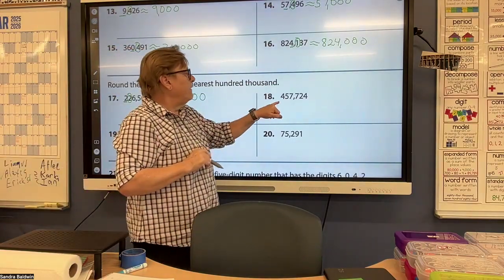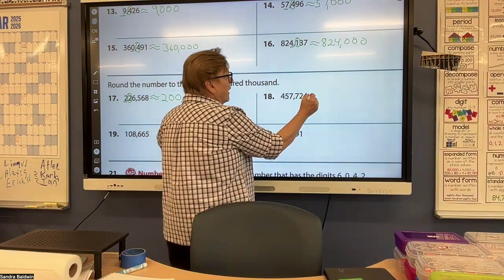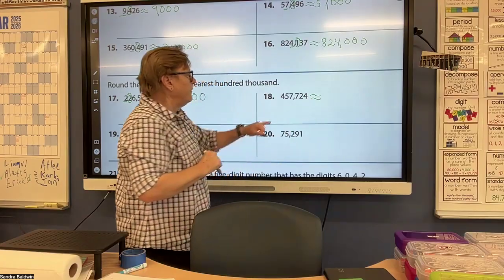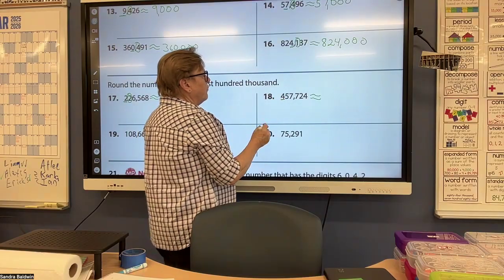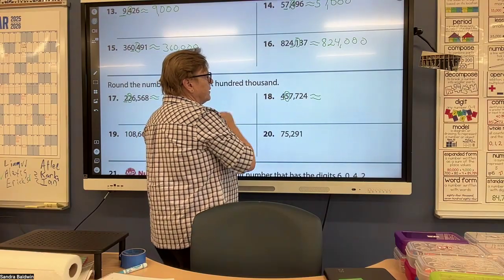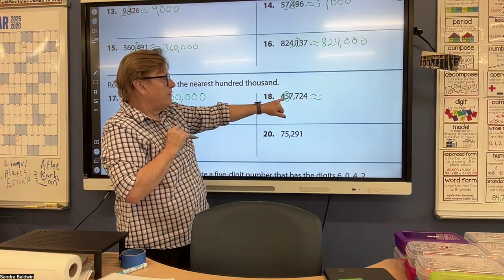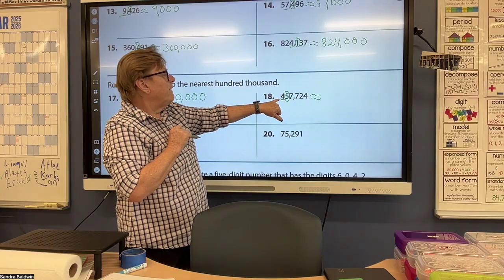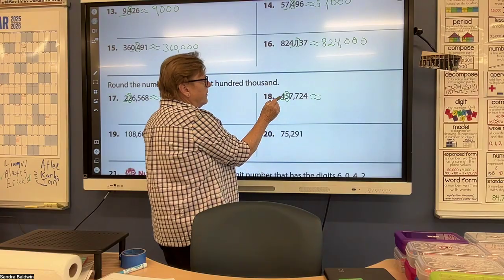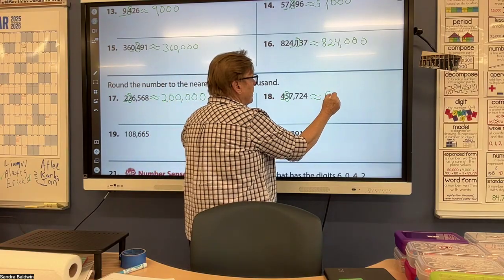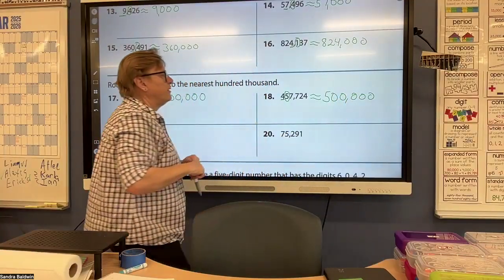For 18, 457,724. I'm rounding to the 100,000 place. That's that 4. So I'm going to underline it. I'm going to draw a circle around the digit to the right. This is a 5. So I need to round up. It's closer to 500,000, not 400,000. So if it rounds up, this number goes up by 1. And of course, then it's zeros. Because that makes 500,000.